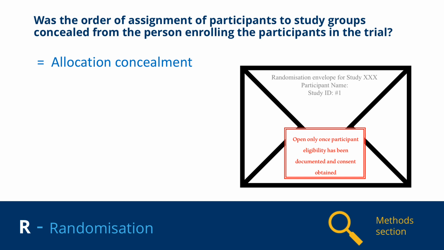Lack of allocation concealment may result in the creation of study groups that are not similar, and as such we cannot know whether any difference in outcomes between the study groups at the end of the trial are due to these differences or due to the intervention itself.